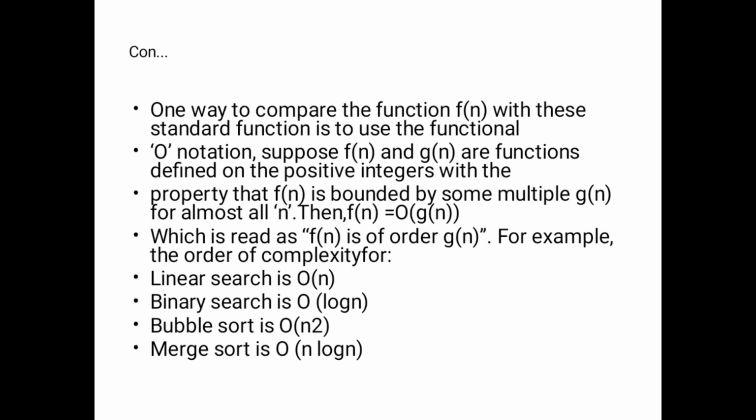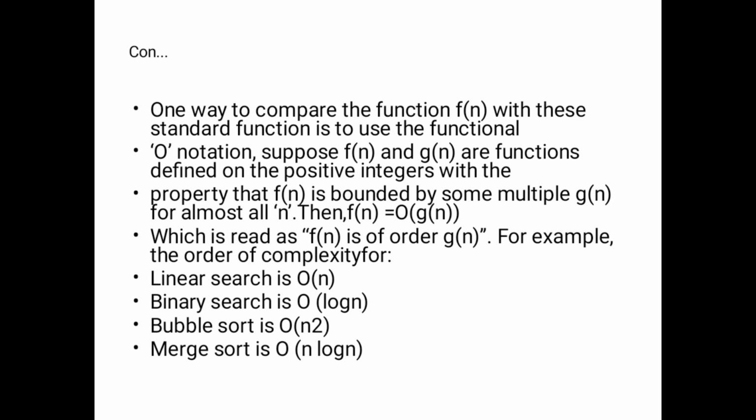So we have to consider time complexity and space complexity. We analyze the best complexity. That is the big O notation. Suppose f of n and g of n are functions defined on the positive integers, with the property that f of n is bounded by g of n, that is, f of n is of the order of g of n. Let us take an example. Linear search is big O of n.